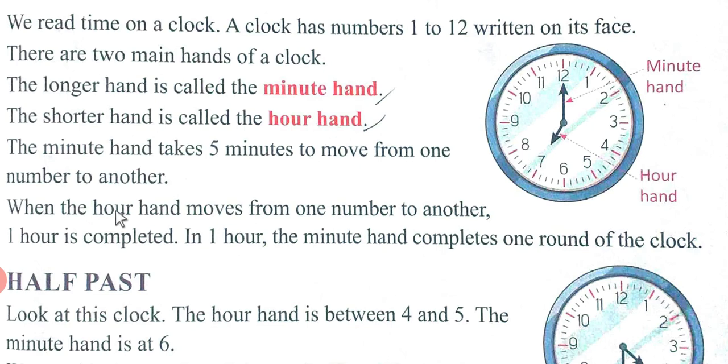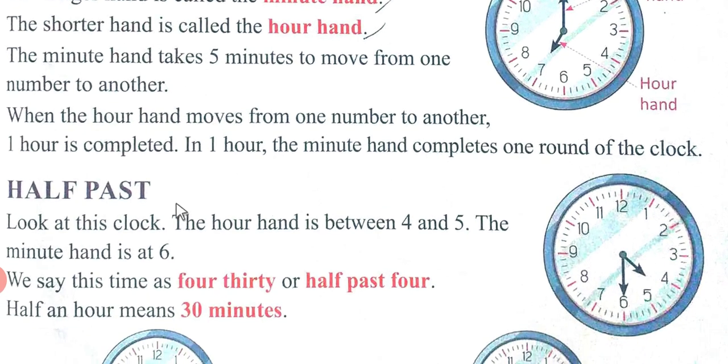So when the hour hand moves from one number to another, 1 hour is completed. In 1 hour, the minute hand completes one round of the clock. Next, see half past. What is called half past? That means 30 minutes. What is 30 minutes?